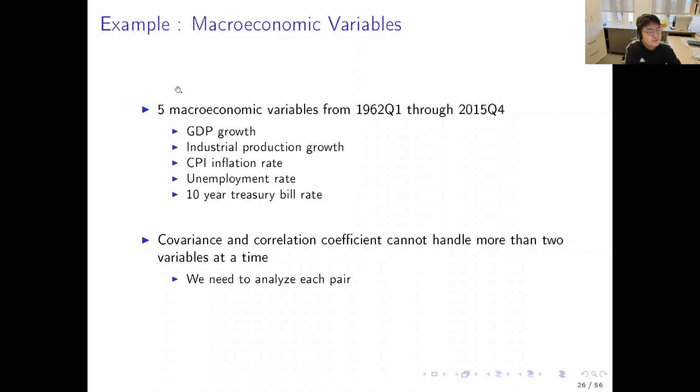Suppose that we have five macroeconomic variables, like over a long time period. So the five variables are GDP growth rate, industrial production growth rate, CPI, consumer price index inflation rate, unemployment rate, and 10-year treasury bill interest rate, right? So they are pretty common and some of the most important variables in macroeconomic analysis. And it is important to think about those variables at the same time, right? Because they are intercorrelated.